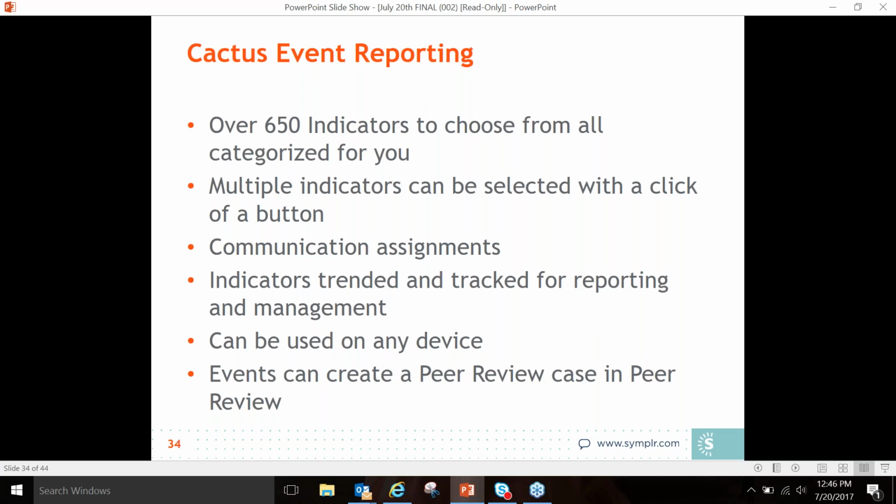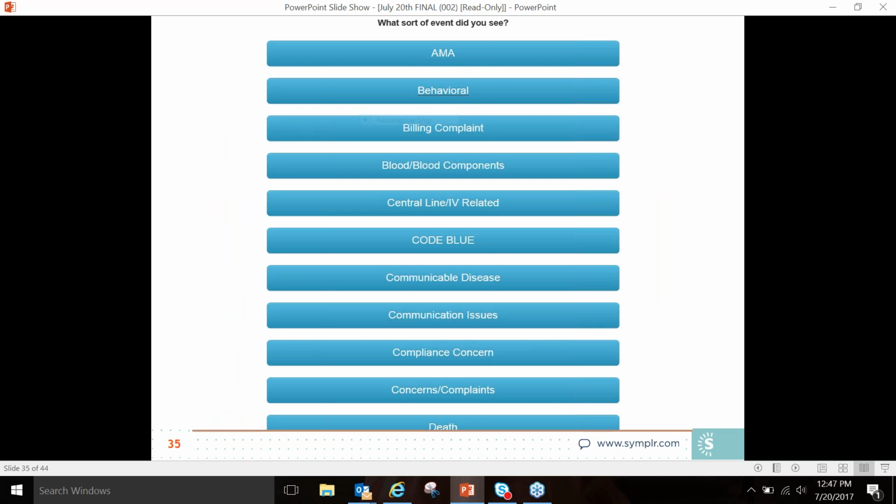We have communication assignments. So you can have folks text messaged or emailed when things happen. Maybe I want to be notified when a death happens. I can receive a text message when that occurs. And then it can also be used on any device, an iPad, an iPhone. They can pull up the incident or event report form and fill it out. That's nice in the hospice or nursing homes or home health and other facilities that may not have access to the internet in the hospital. So since it's web-based, they can use it on different devices. And then, as I mentioned before, you can send an event over to peer review.